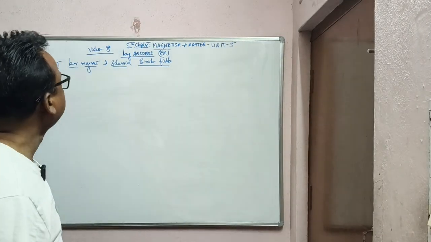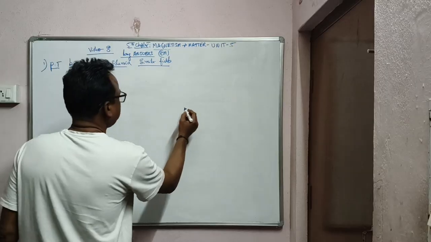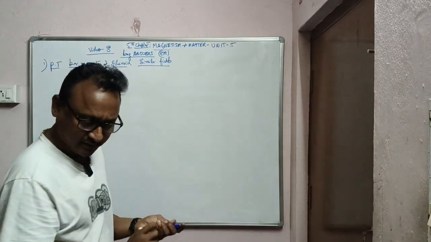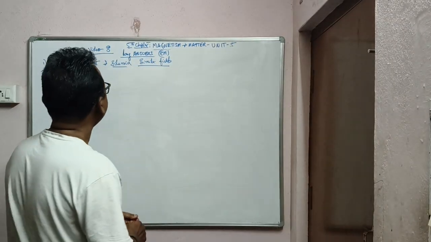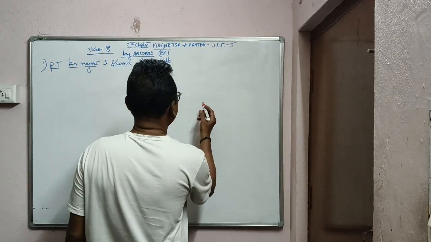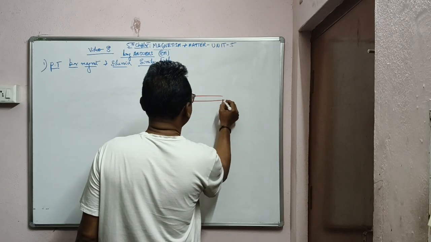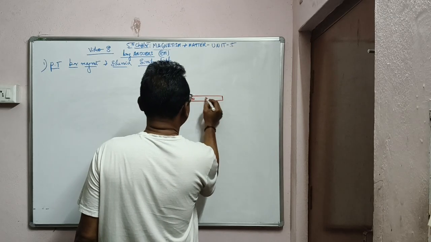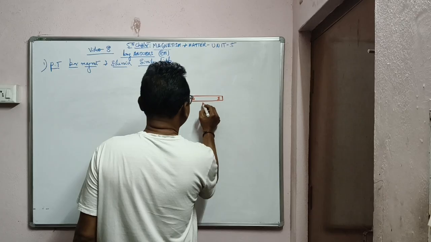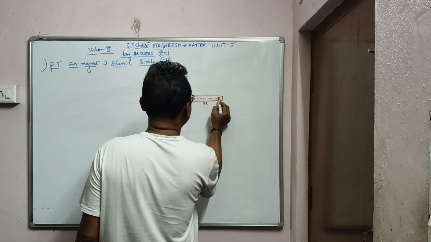Right, let's start. See, we know, for example, first of all I will take a bar magnet. I will draw with a red pen. For 8 marks, it should be neat. So for example, if I take a bar magnet, you can say north and south. This is the length of the magnet and this is the axis.